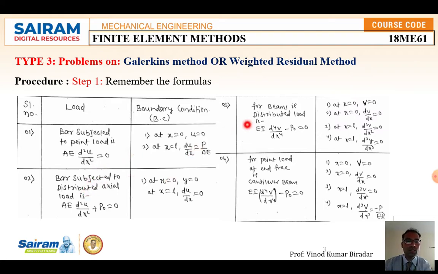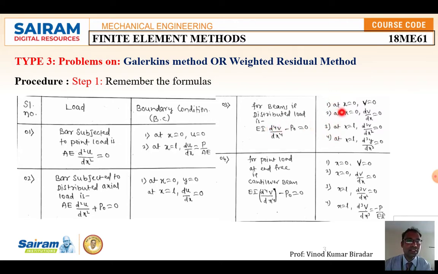Then coming to the third type of problem, that is for a beam with a distributed load. These are the two beam problems. For a beam with uniform distributed load, use this formula: EI d⁴v/dx⁴ - load = 0, where E is Young's modulus and I is moment of inertia. Then for beams you have to apply the 4 boundary conditions to solve for deflection.